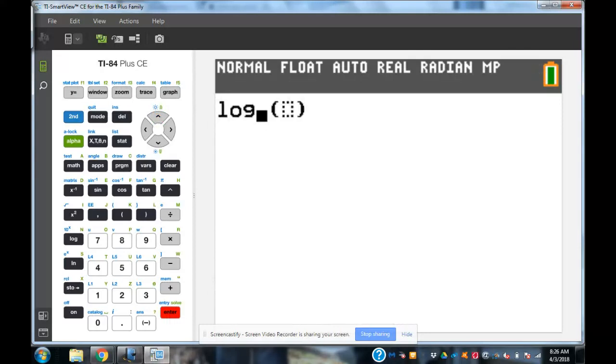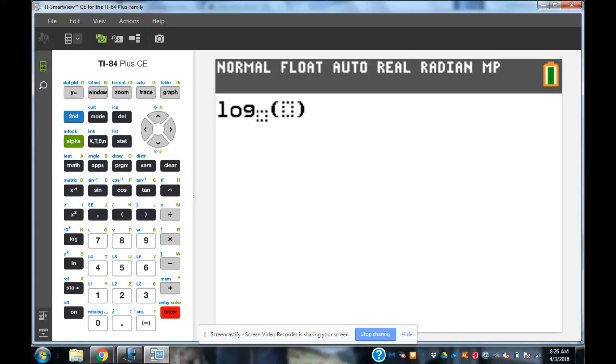Does it come up looking like that? Because anybody's not doing that, if it's not, there's probably just a setting we need to change. Okay? There's a blank right there for what base you're doing, and then a blank here for what you're taking the log of.